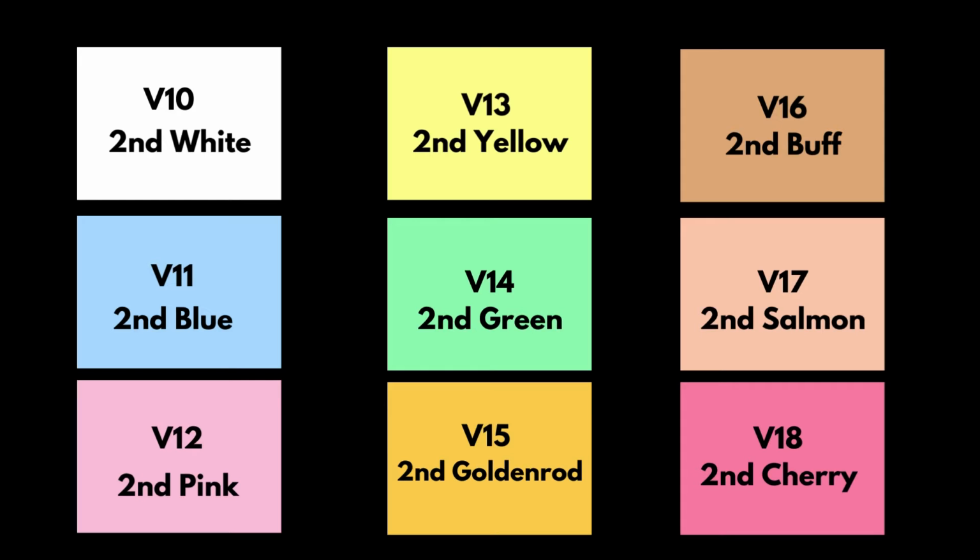So version 9 is the cherry version, and then the next version would be a second white, and then version 11 would be second blue. Now sometimes some productions don't use a second white; they'll go straight into second blue, so you might want to watch out for that. And then it goes all the way to second cherry. Very seldom will it go past that.